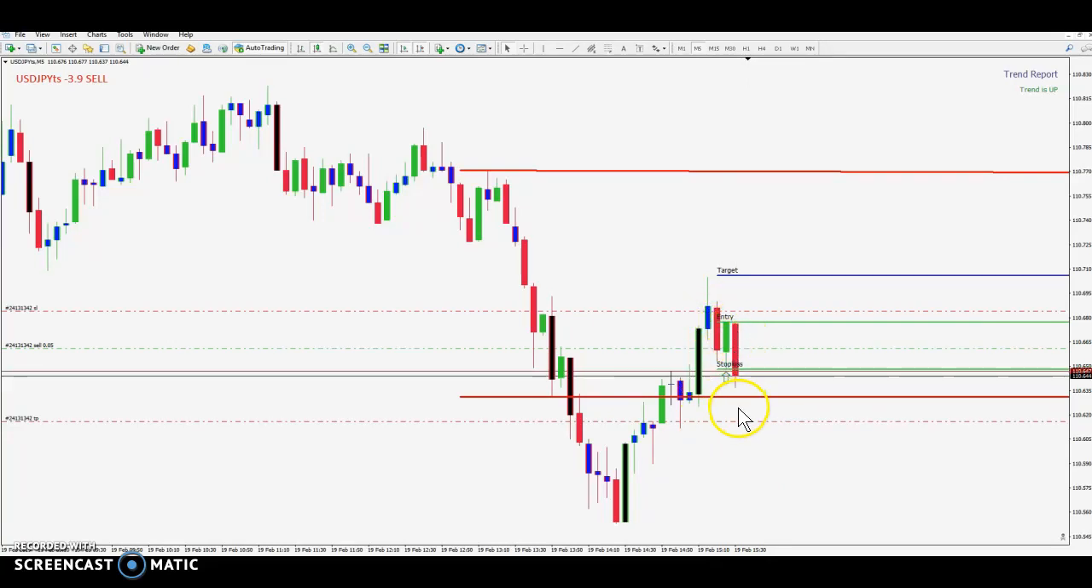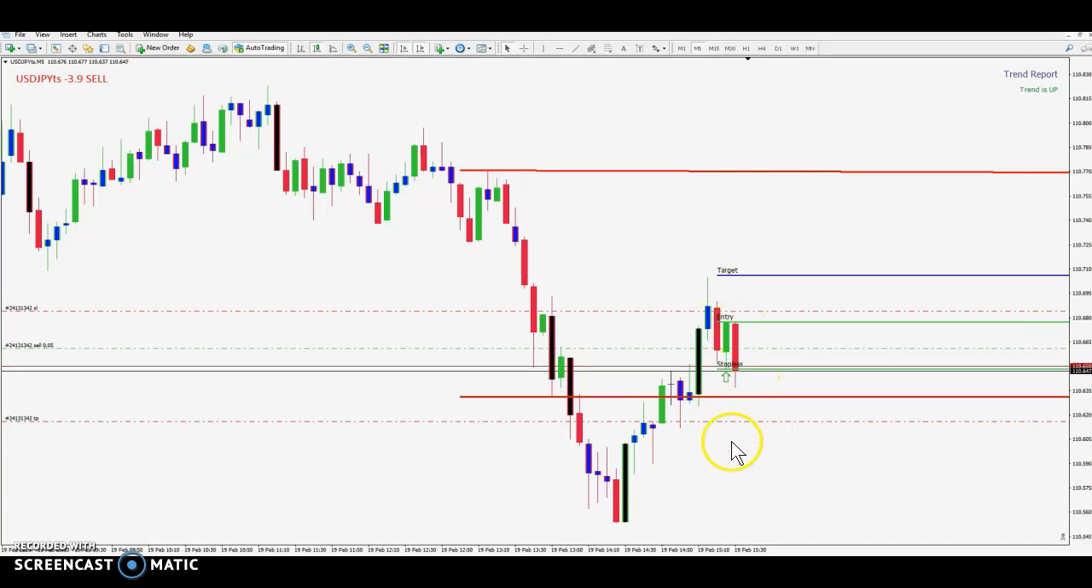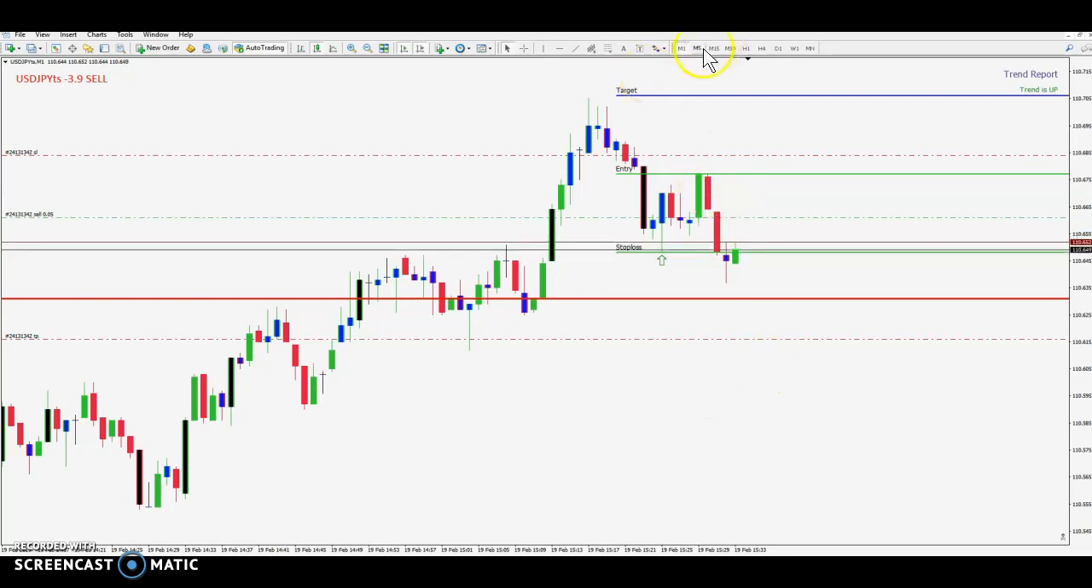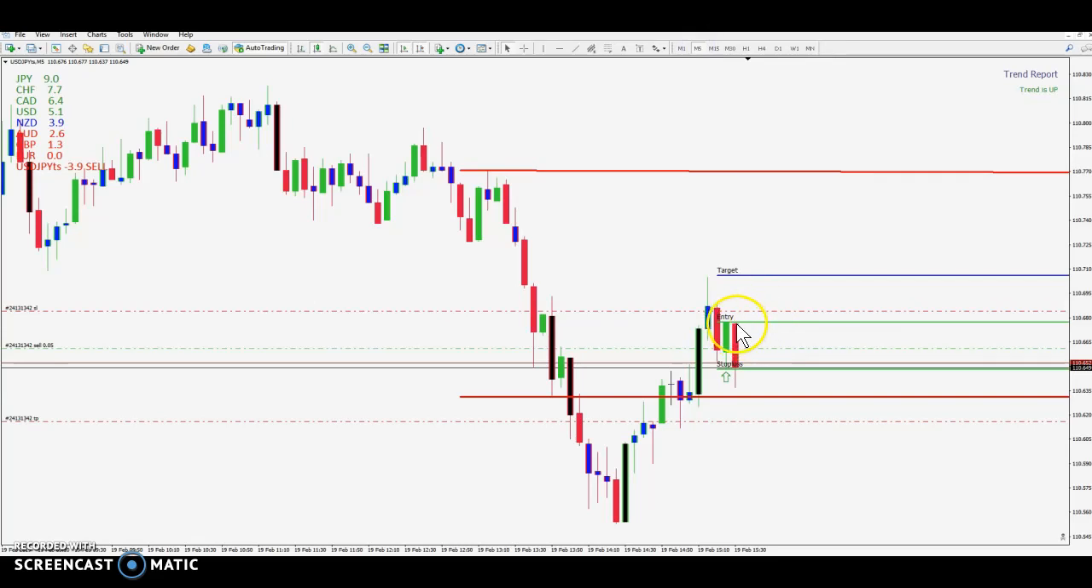We kind of went sideways and we're coming down again, so we may hit it, we may not. We'll see how it plays out, but I did tighten up my stop loss to use this swing here. And all that is the high of this candle plus my spread.